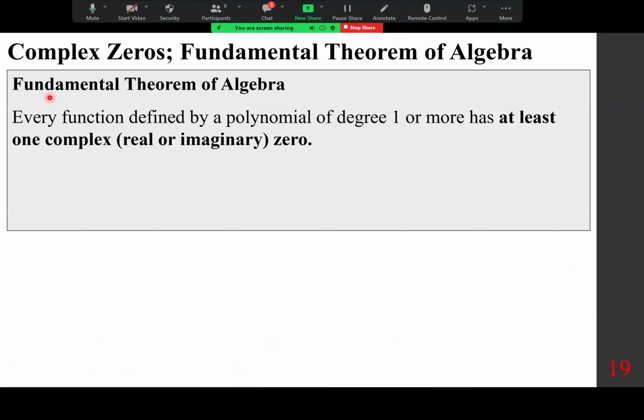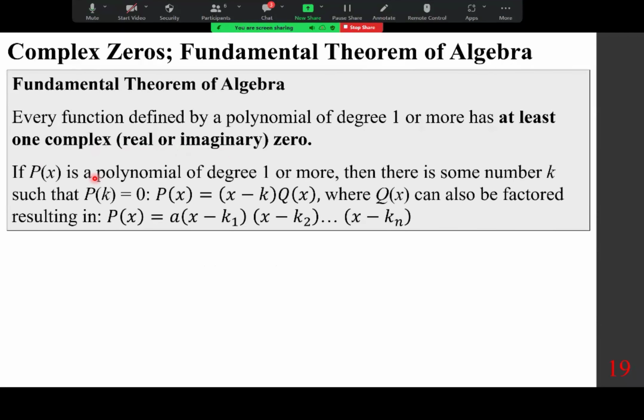Complex zeros, fundamental theorem of algebra. The fundamental theorem of algebra says every function defined by a polynomial of degree 1 or more has at least one complex zero, real or imaginary. If P of x is a polynomial of degree 1 or more, then there is some number k such that P of k equals 0. In that case, P of x becomes x minus k times Q of x, where Q of x can also be factored, resulting in P of x equals a times x minus k sub 1, x minus k sub 2, all the way times x minus k sub n.